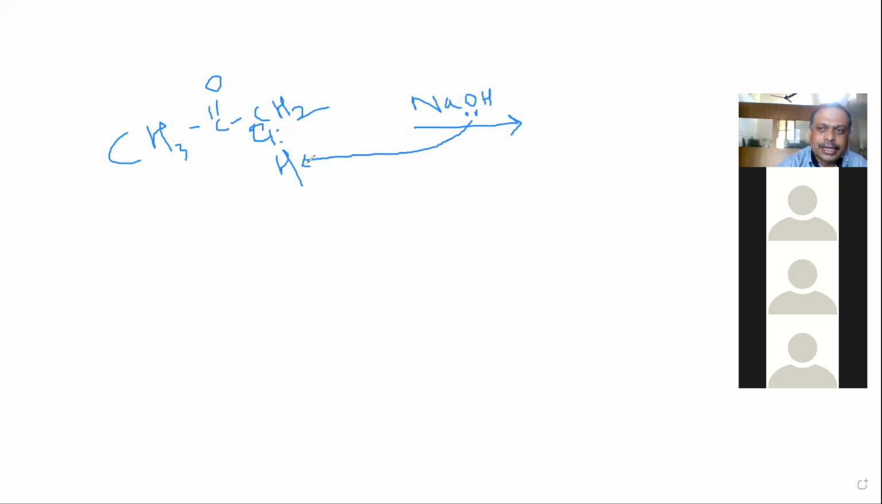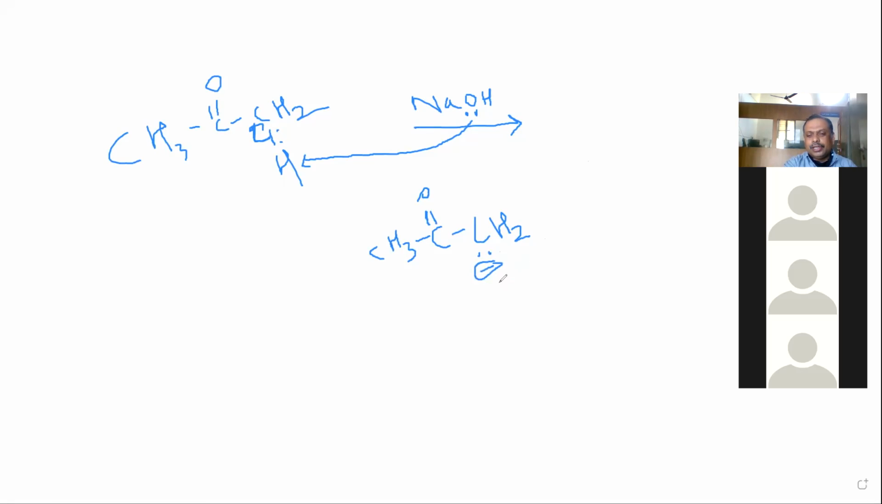When it abstracts this proton, at that time the bond pair of electrons present between this carbon atom and hydrogen is shifted completely towards carbon, and it forms the carbanion, and such a type of cleavage is called heterolytic bond cleavage. What do we call such a cleavage? Heterolytic bond cleavage. CH3 C double bond O CH2 minus. This is called the heterolytic bond cleavage. Here we generate a carbanion as an intermediate.